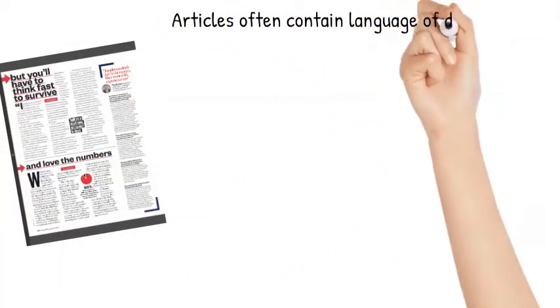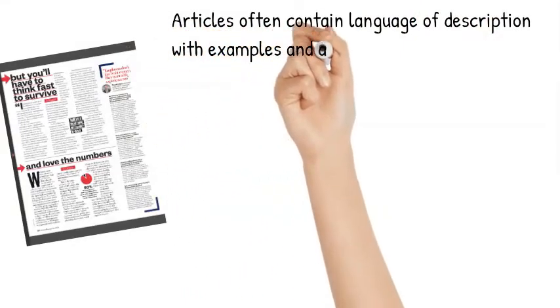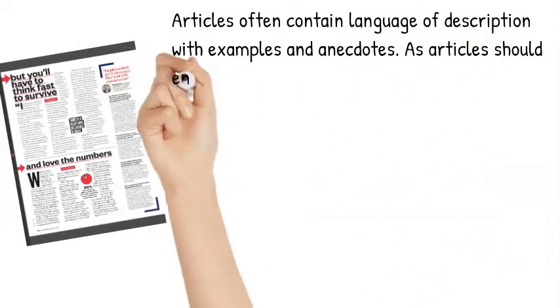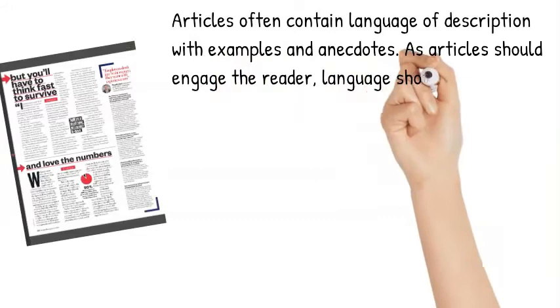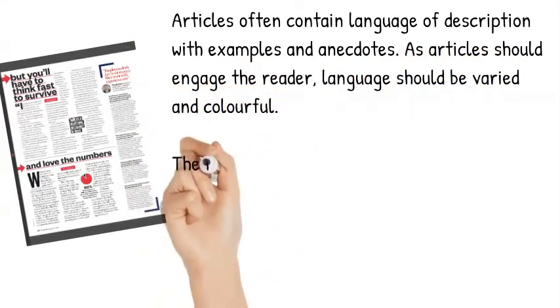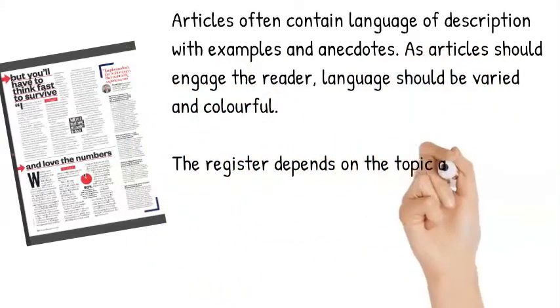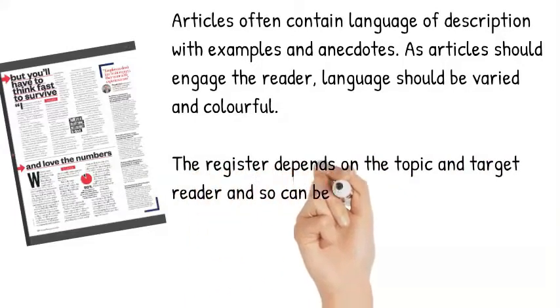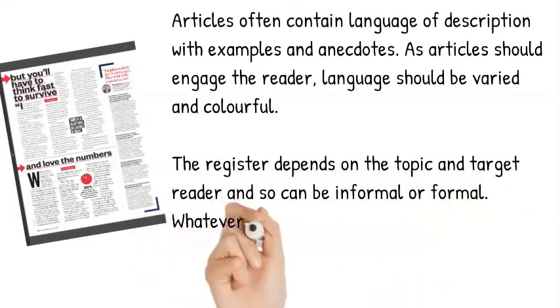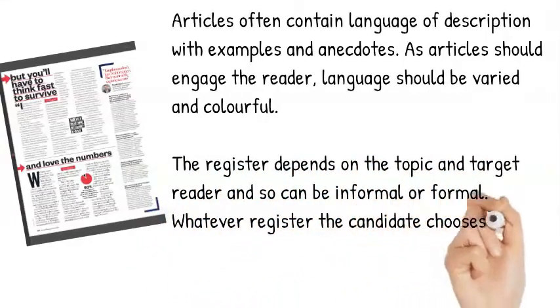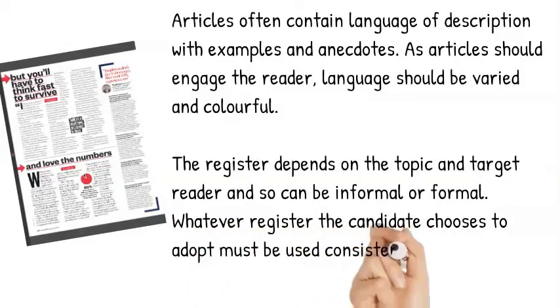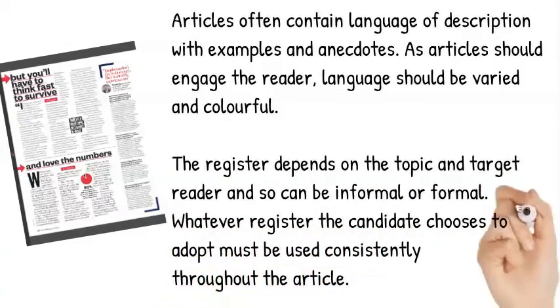Articles often contain language of description, with examples and anecdotes. As articles should engage the reader, language should be varied and colorful. The register depends on the topic and target reader, and so can be informal or formal. Whatever register the candidate chooses to adopt must be used consistently throughout the article.